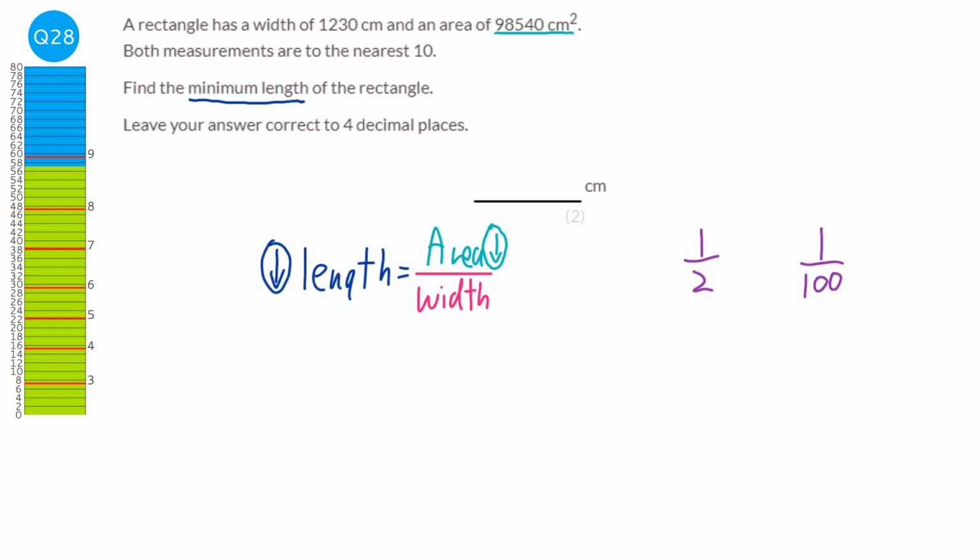But what do you notice about the denominator? That as the denominator gets bigger, the fraction gets smaller. So to make something smaller, we actually want the denominator to be as big as possible. So we want the width to be as large as possible. So we're going to find the lower bound of the area. And an easy way to find a lower bound is find the accuracy.